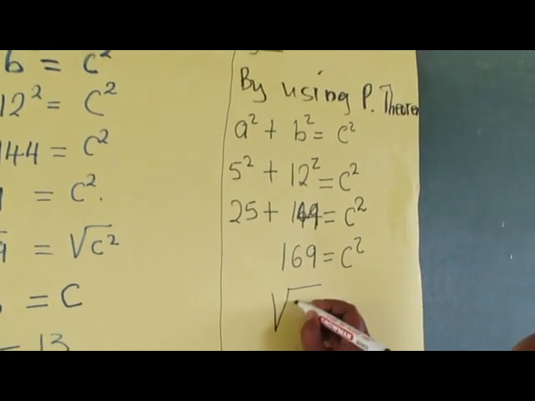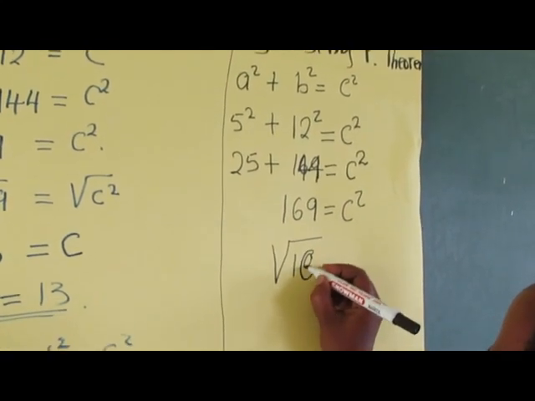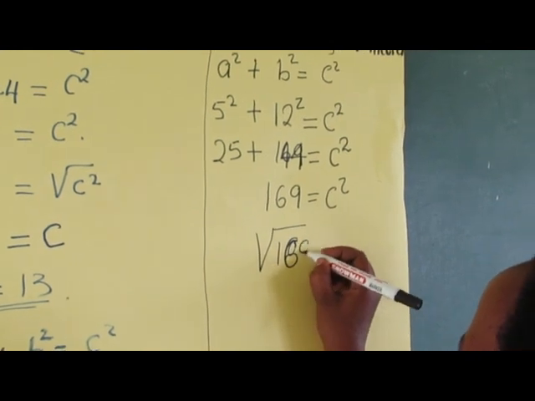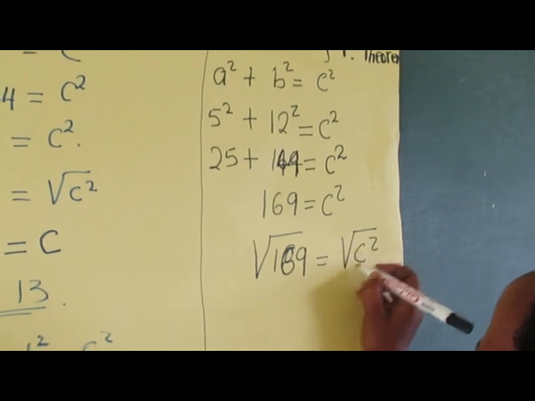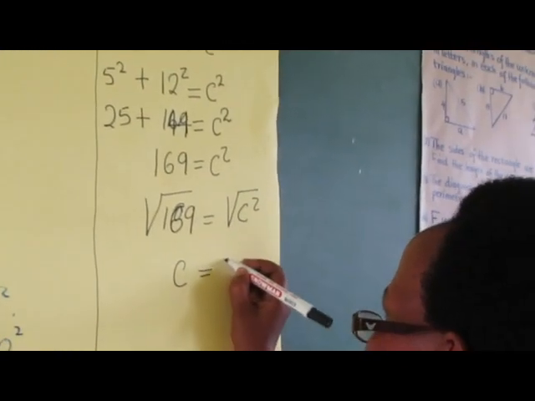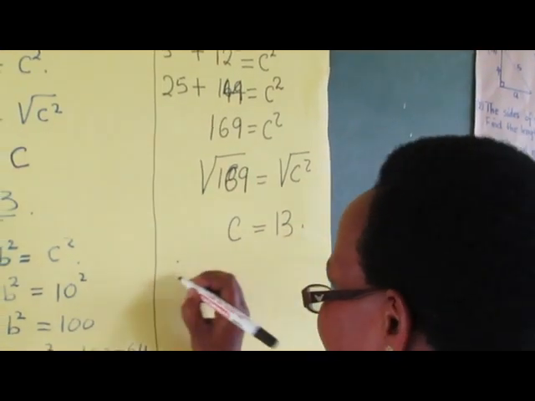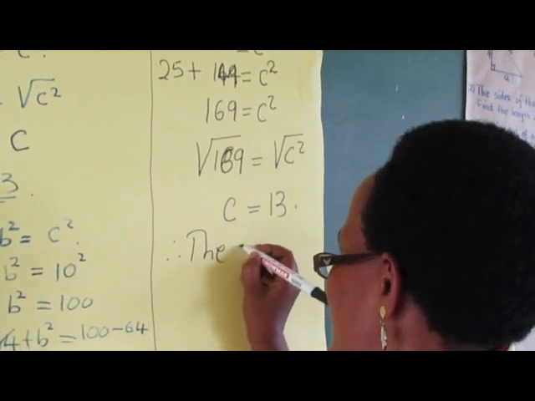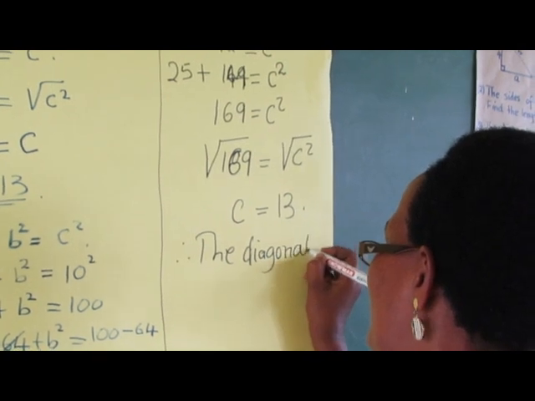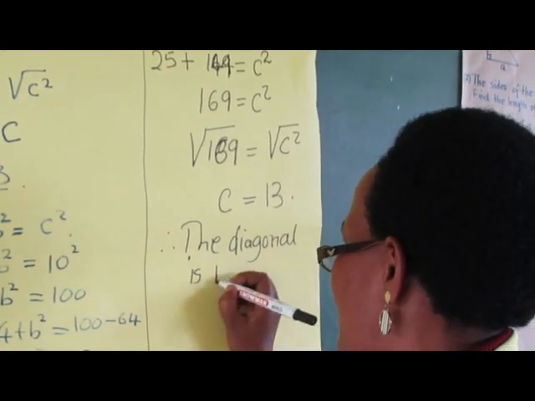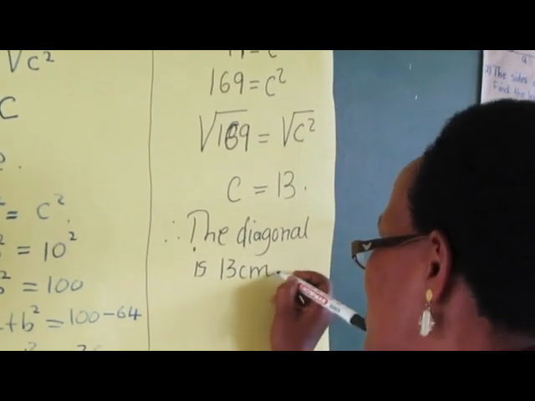Square root both sides. The square root of 169 is equal to the square root of c squared. Therefore, c is equal to 13. The diagonal is equal to 13 centimeters. Good.